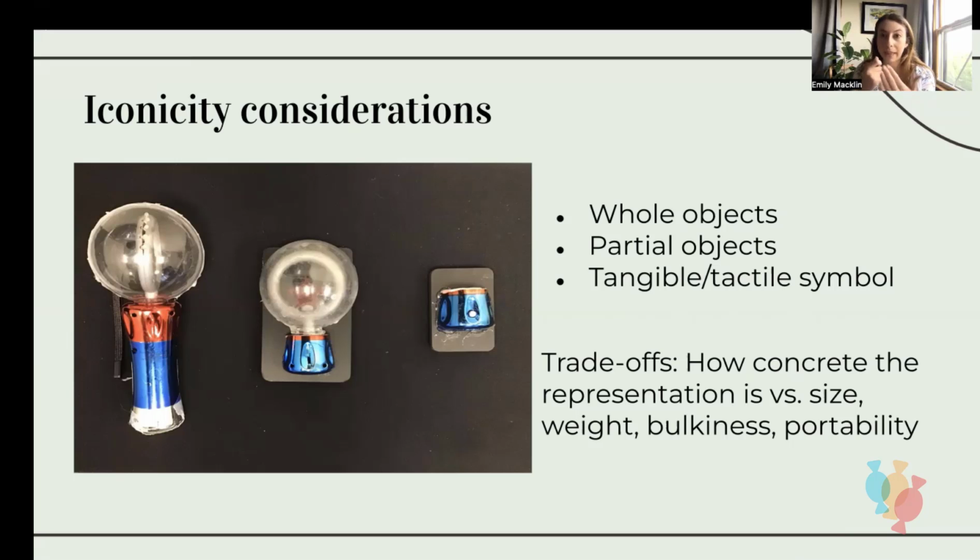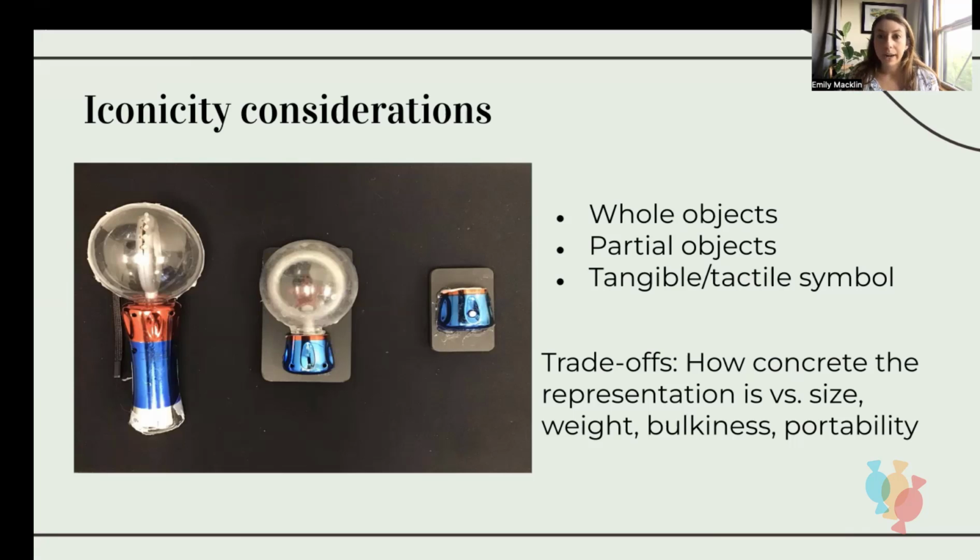You may then mount that onto a symbol backing. That can be a whole object representation. It might become a little smaller, becoming more of a partial object, becoming even smaller, therefore more lightweight and portable for a smaller tactile symbol later on. Learners can be introduced to these in any order. You might want to start with whole objects and become more arbitrary as you go, which would be going from partial object to tactile symbol.